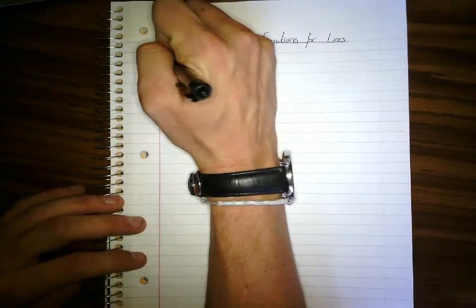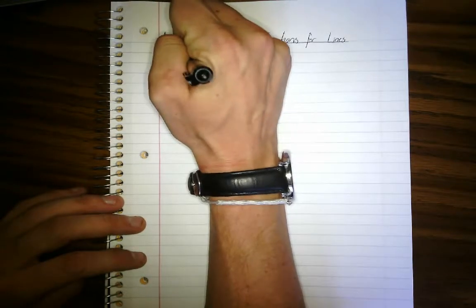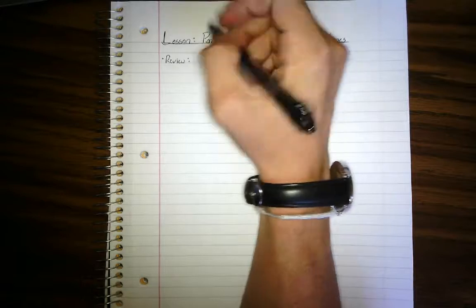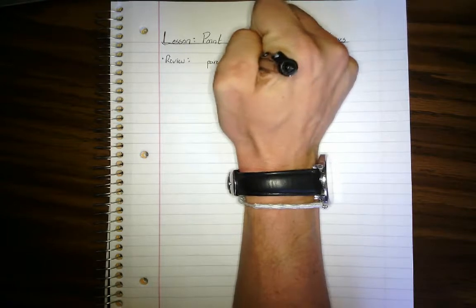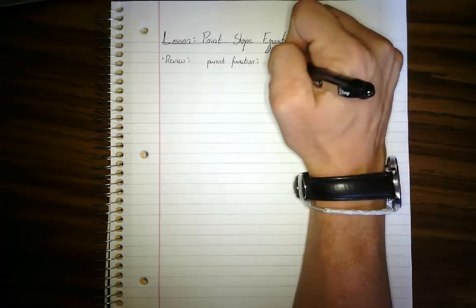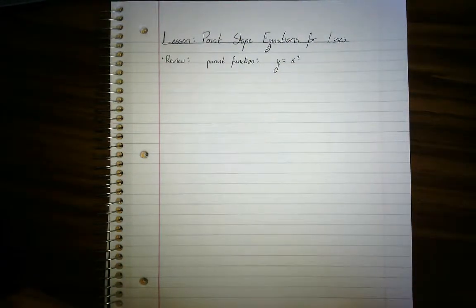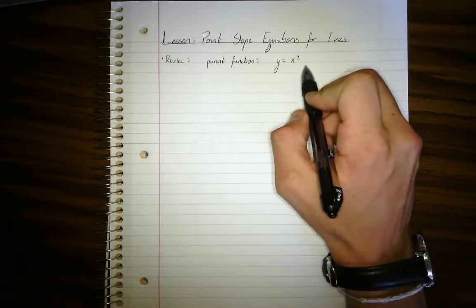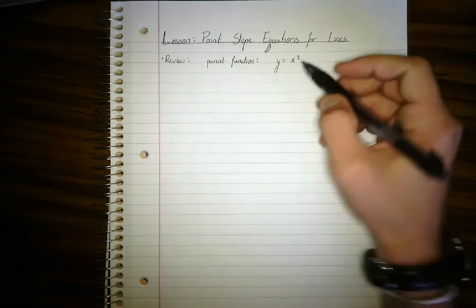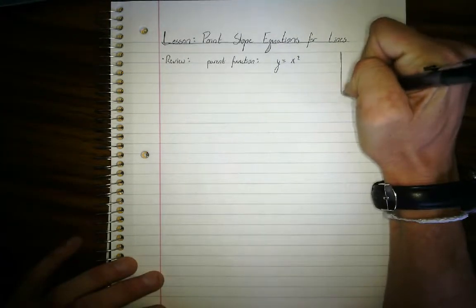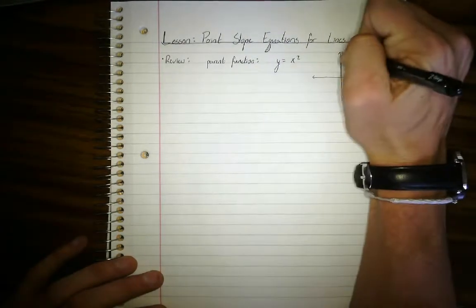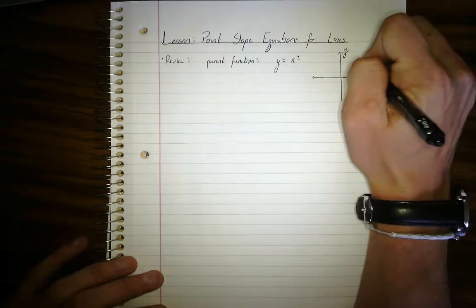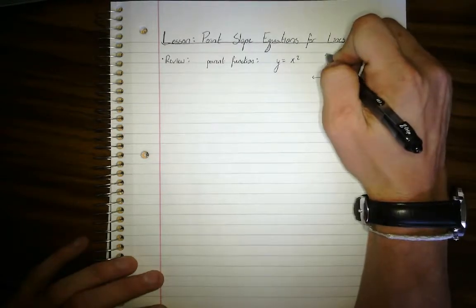So just to review, we had our parent function for a parabola or a quadratic equation to be y equals x squared. Remember, the parent function is just telling you the most basic way to represent a family of functions. So in this case, we can see here that our graph will actually just give us a parabola right at the origin. Something that looks like that.